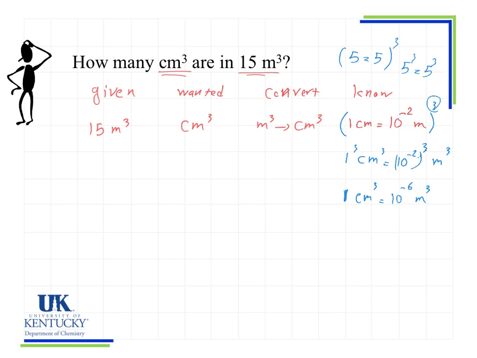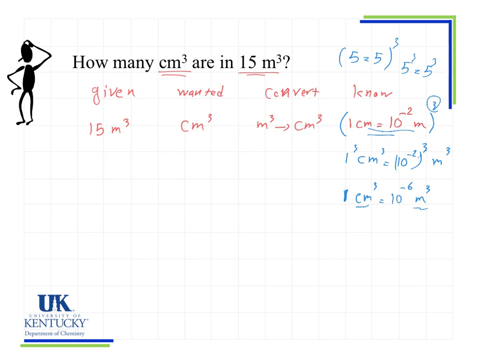So now I have an equality for cubic centimeter to cubic meter. I know 1 cubic centimeter is 10 to negative 6 cubic meter, okay? And this is not an equality that you have to memorize. This is something that you can derive. The thing that you have to memorize is this one. You should know that 1 centimeter is 10 to negative 2 meter. And then you can cube the whole thing to get this, okay?